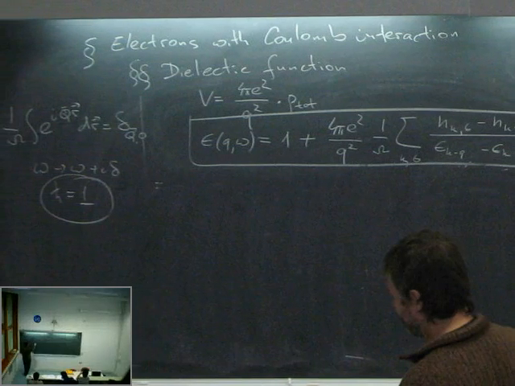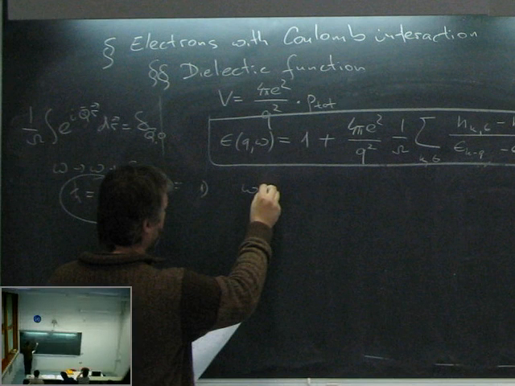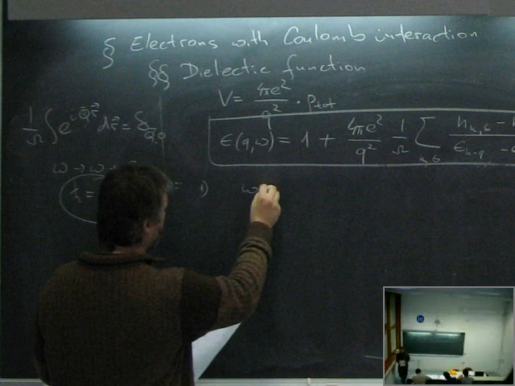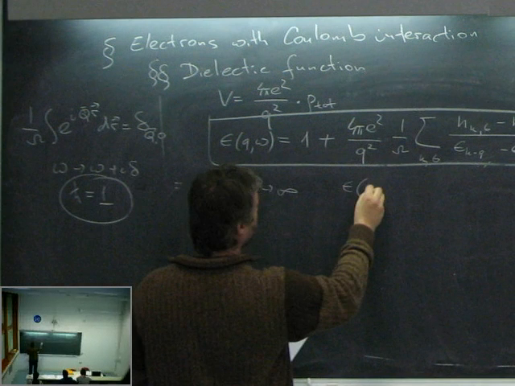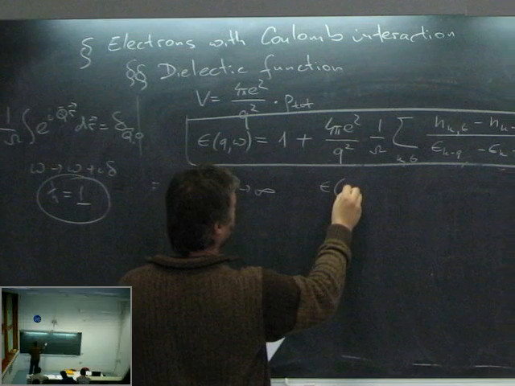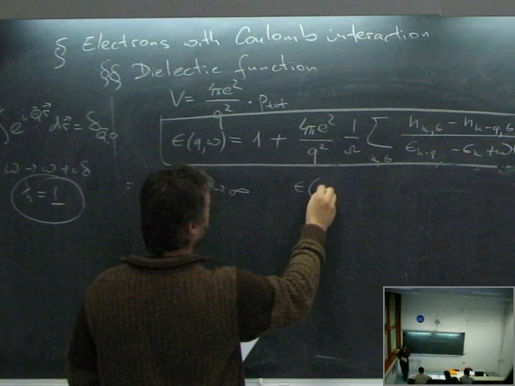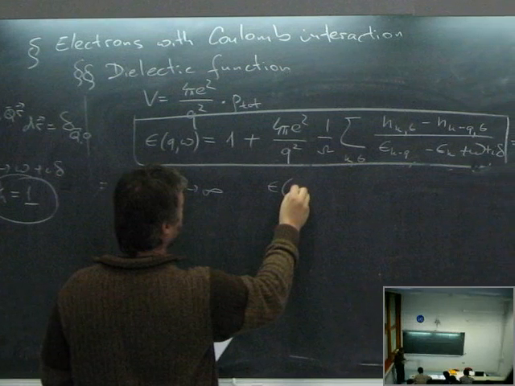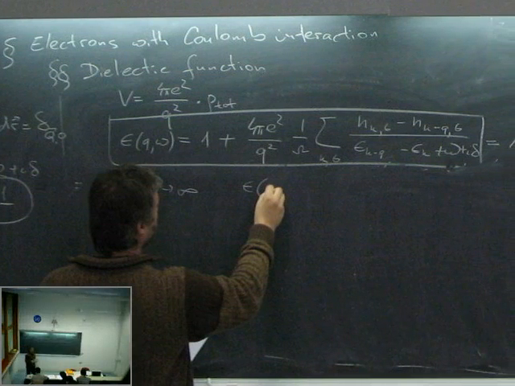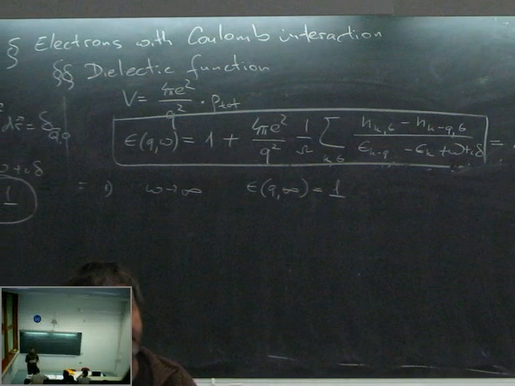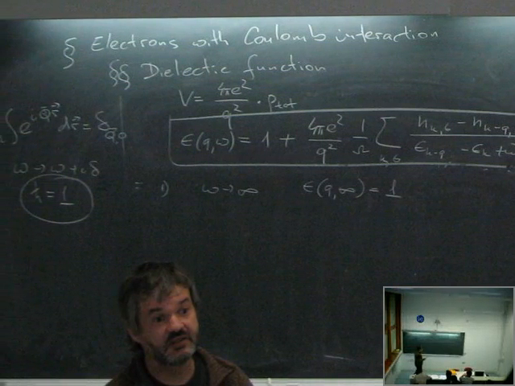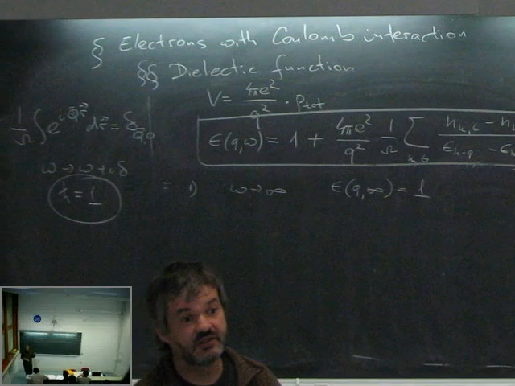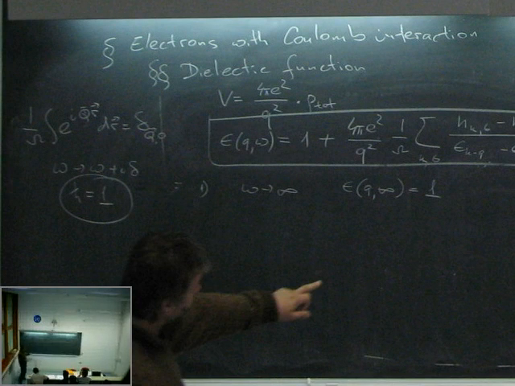Let's first of all consider some obvious properties of this function. First of all, let's take omega equal to infinity. Let's take very large omega in the dielectric constant. If omega goes to infinity, clearly this term goes to zero, and then the dielectric constant epsilon infinity is equal to 1, which tells us that there is no screening for large frequency response, because large frequency corresponds to very short times, and the system doesn't have any time to react on the external perturbation. So for short time there is no screening. So this property is quite obvious.